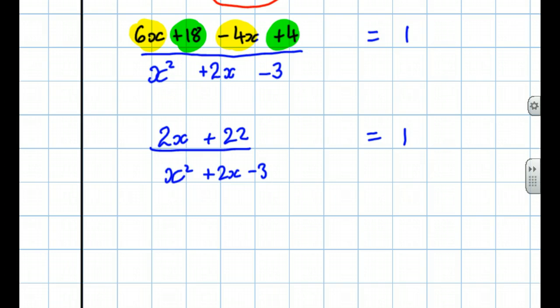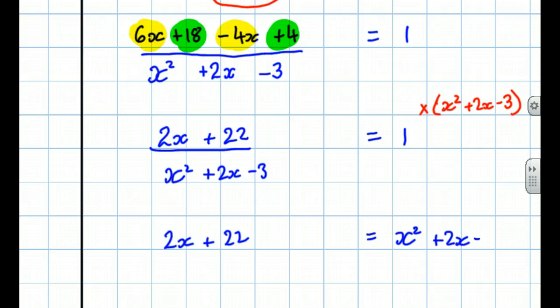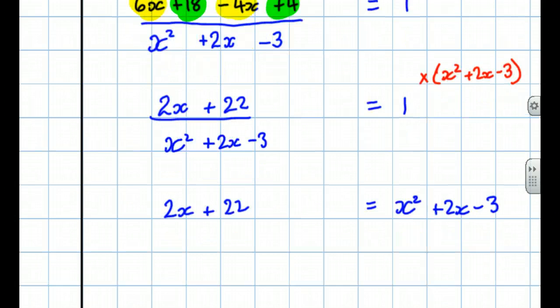Now I have a single denominator, so I multiply the whole equation by x squared plus 2x minus 3. What do I get on the left hand side? I get 2x plus 22 equals, fortunately it's just a 1 here, so I just get x squared plus 2x minus 3, the thing I multiplied by. Now, how do we proceed further?